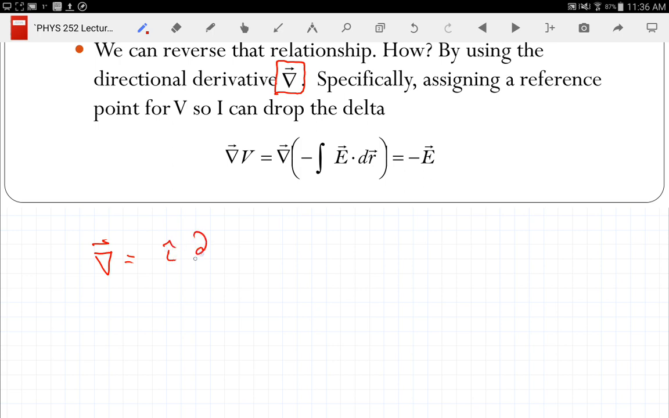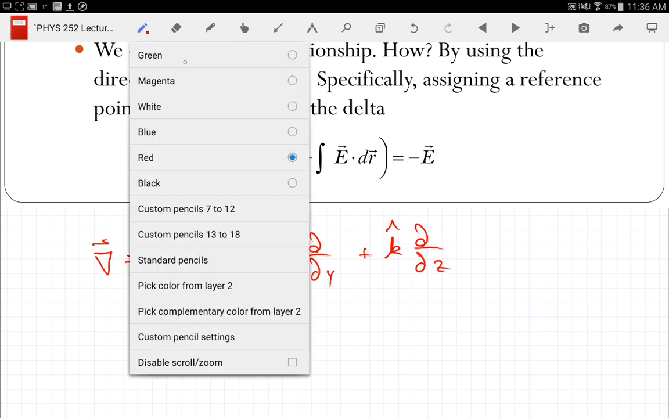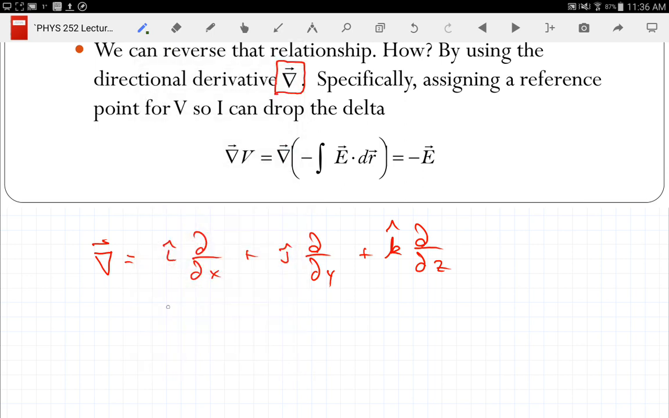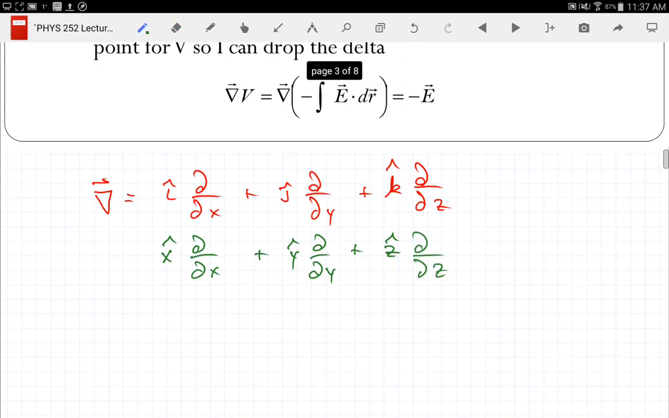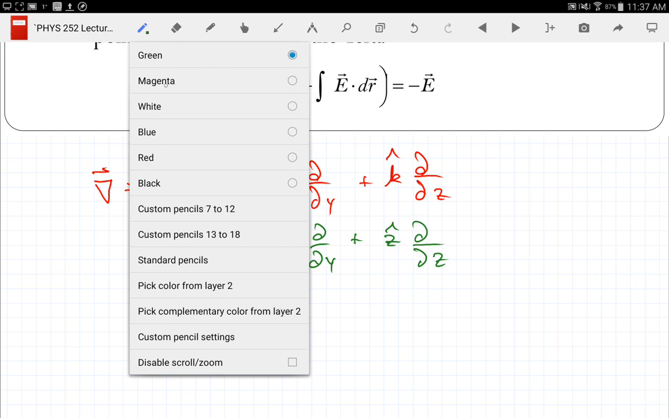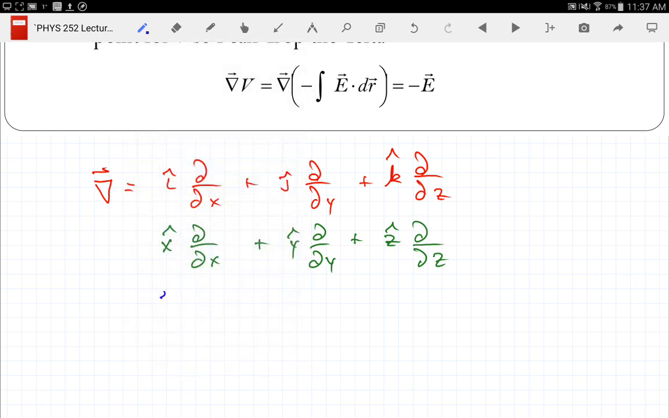I hat d dx plus j hat d dy plus k hat d dz, or for Tori, x hat d dx, and for those who just love the arcane, I'll go one step further. There.